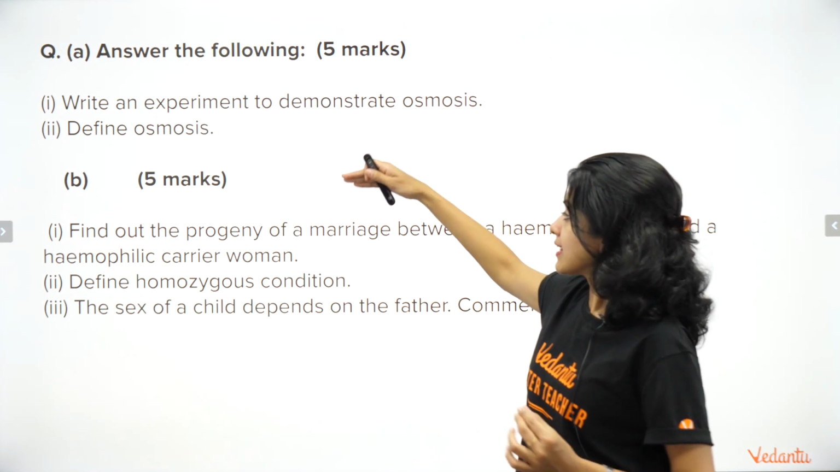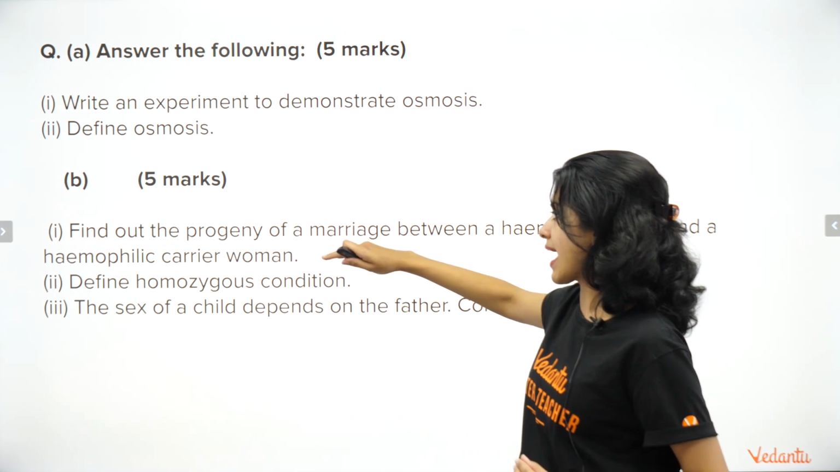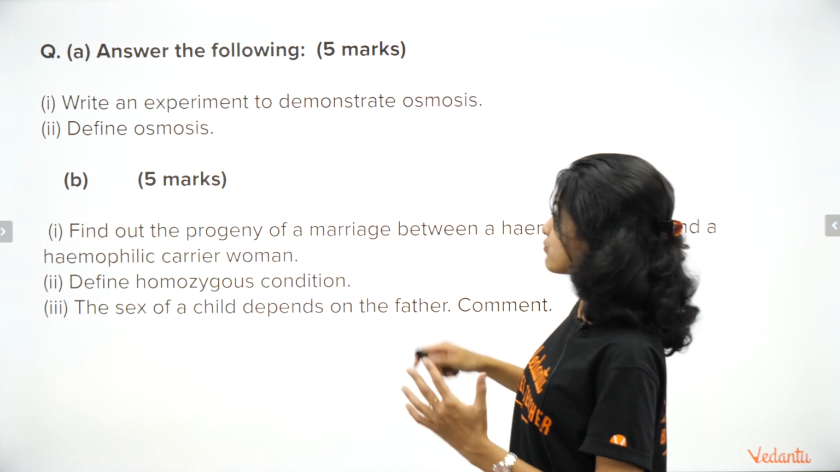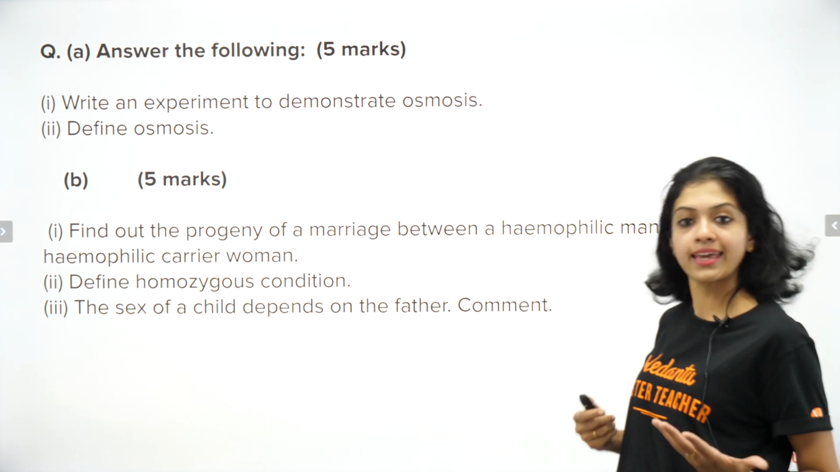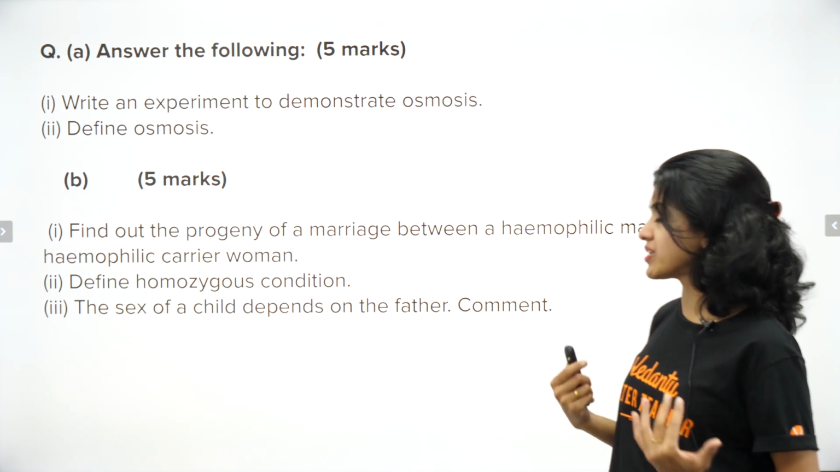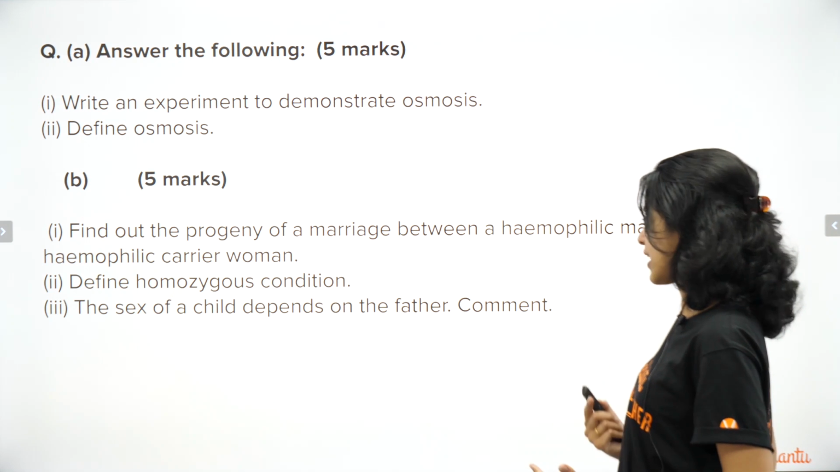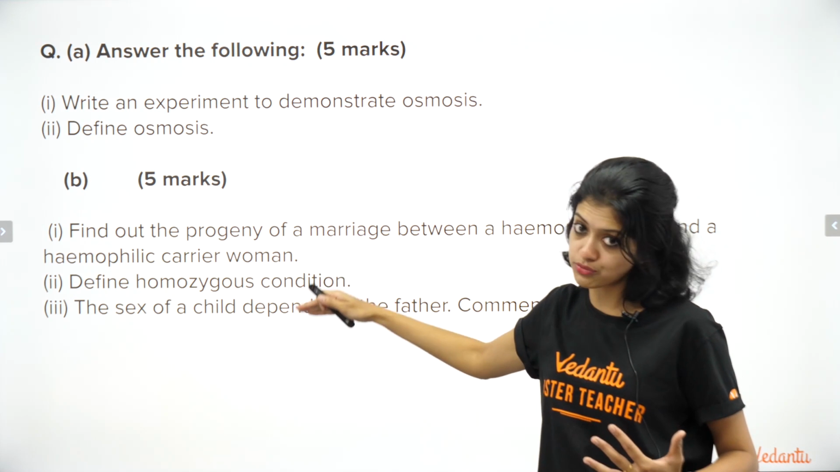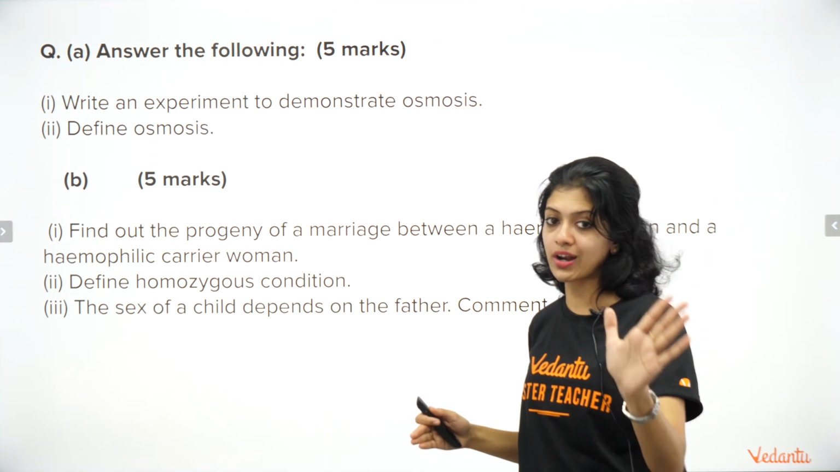Right? And the second sub part of the 10 marks question again has 3 different parts to it, right? Find out the progeny of a marriage between a hemophilic man and a hemophilic carrier woman. The second one is define homozygous condition, and the third one is the sex of a child depends on the father comment. And answering the 3 sub parts of this question correctly again will fetch you 5 solid marks.